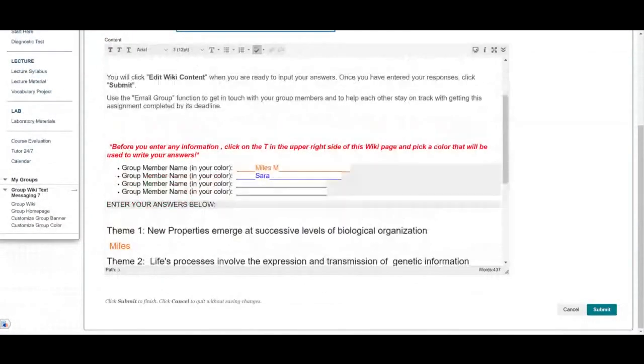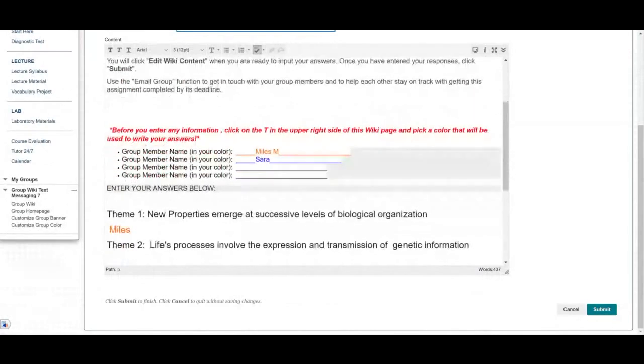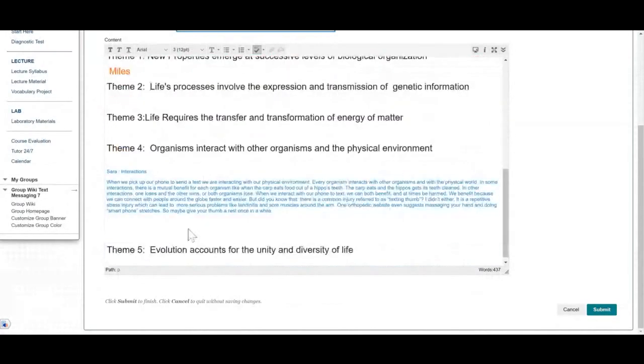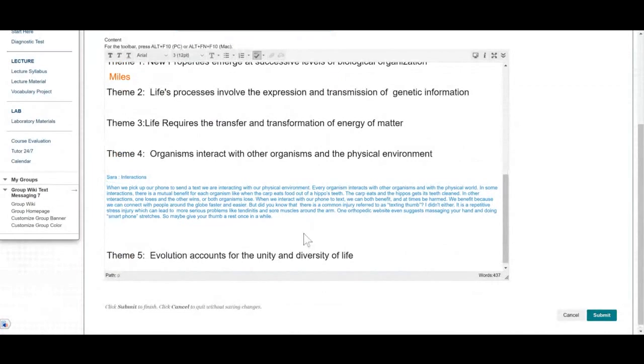right? And let's just say Miles reads Sarah's answer and says, yeah, she's right on, but I think I want to add something. He can go at the end of hers, type in Miles, and then add a statement to say, yeah, you really did good. Let's use the vocabulary ecosystem here because that's really important. So organisms that share ecosystems have to interact with each other.